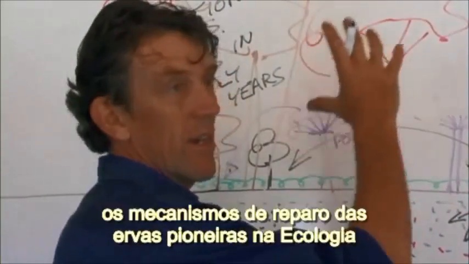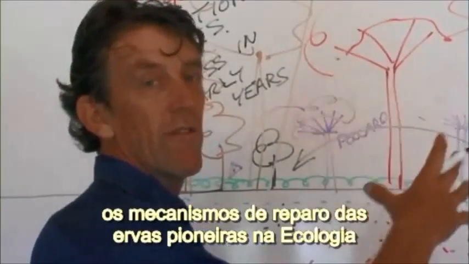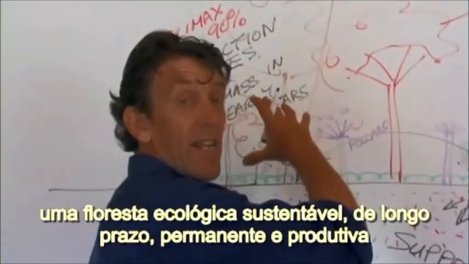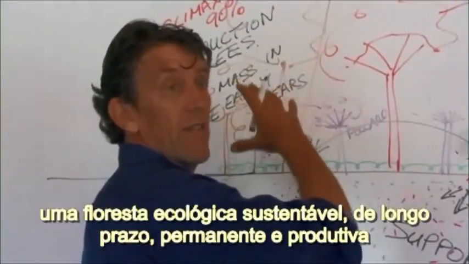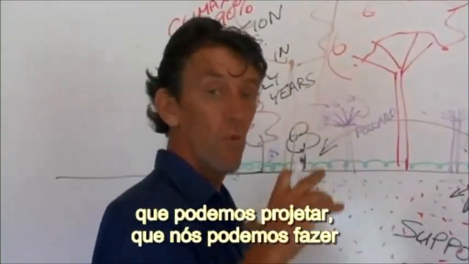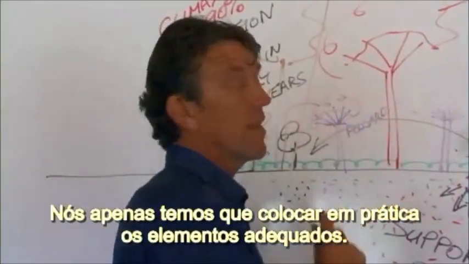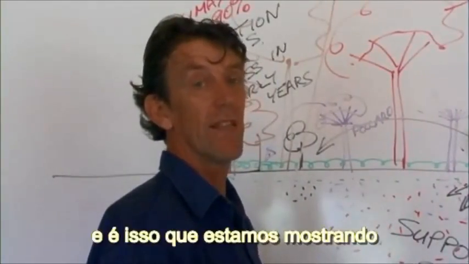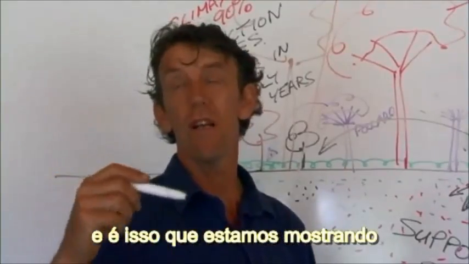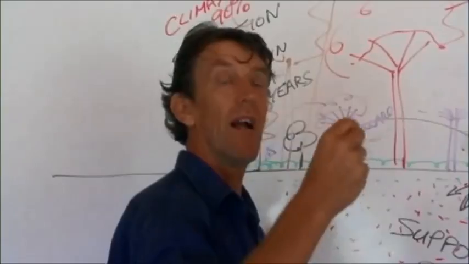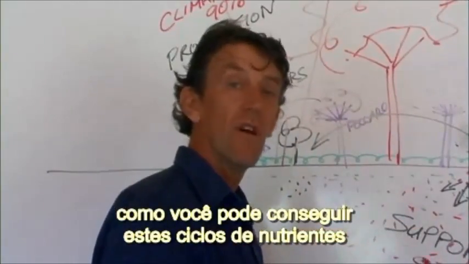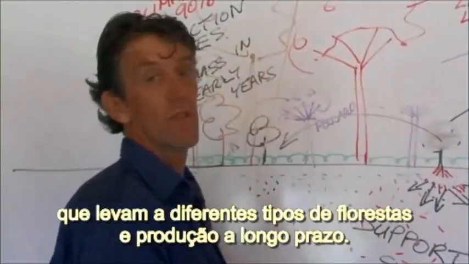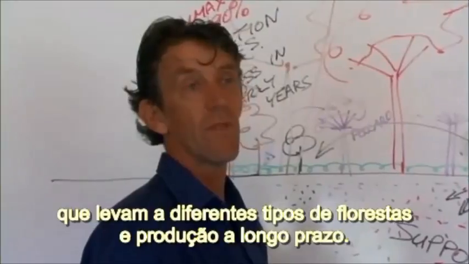This basic system, this basic mimic of the pioneer weed functions, reparative mechanisms of ecology, works to create sustainable, long-term, permanent, productive forest ecologies that we can design. We can do it. We just have to put the right elements to work for us. And it will go on indefinitely. And that's what we are demonstrating while we go around teaching people how you can do these cycles of nutrient with the support species of trees, leading towards long-term diverse forests of production.